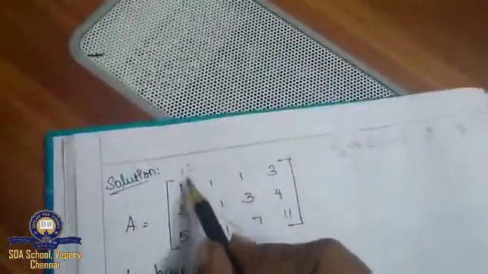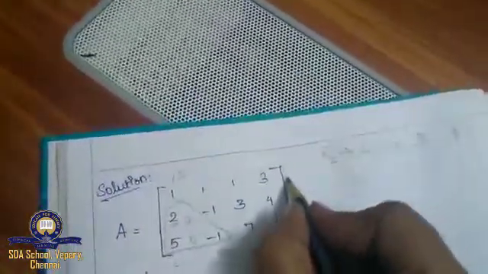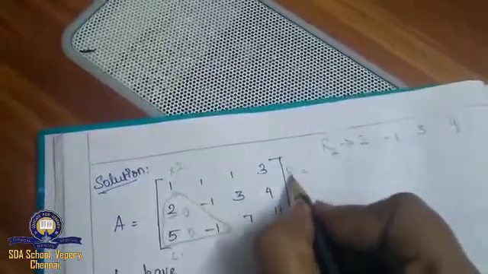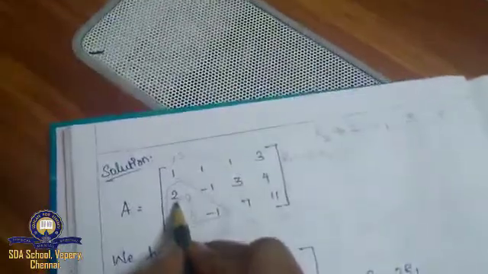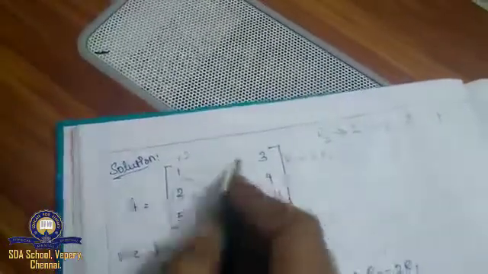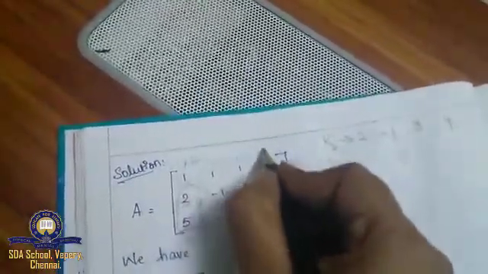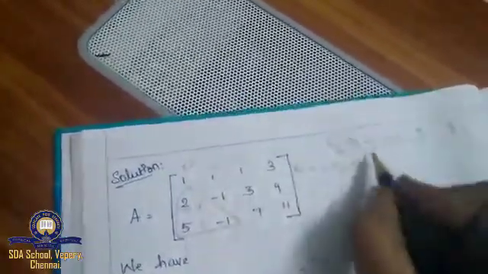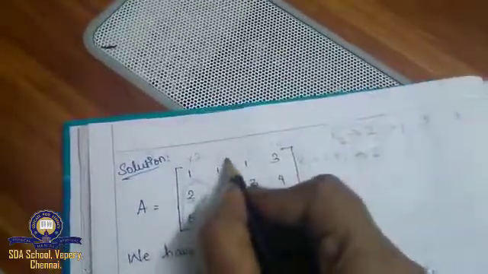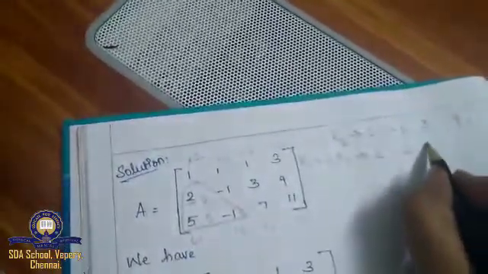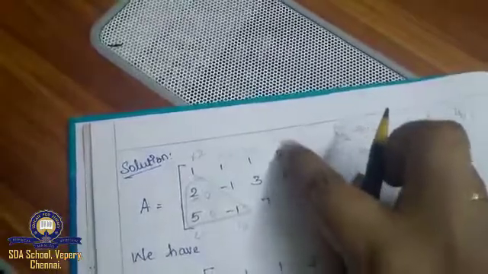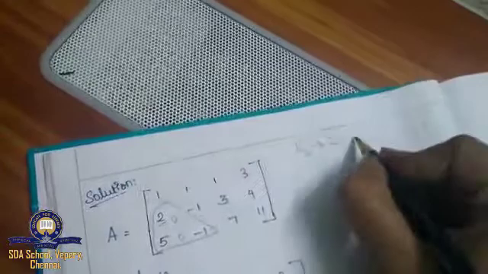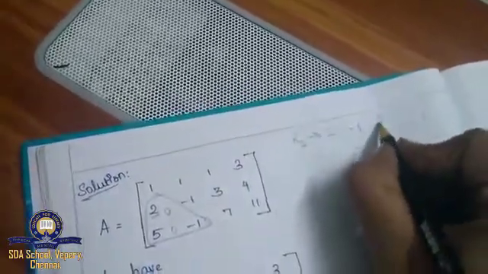So if I multiply R1 with the 2, I've written here 2 R1. Since the first number is 2, I'm going to multiply 2 with my R1. To all the elements, I have to multiply with 2. So 1 into 2 is what? 2. And again 1 into 2, 2. And 3 into 2 is 6.